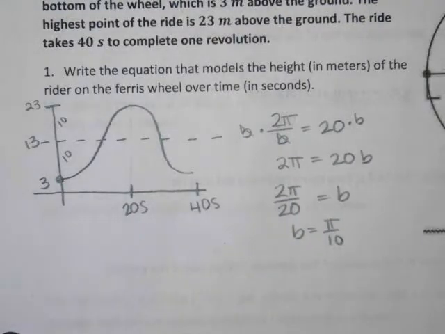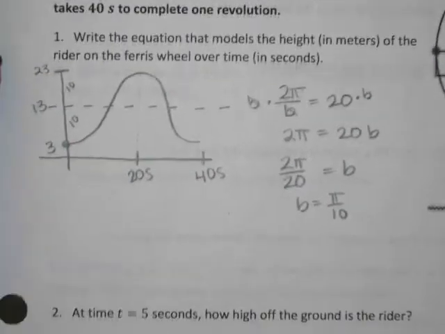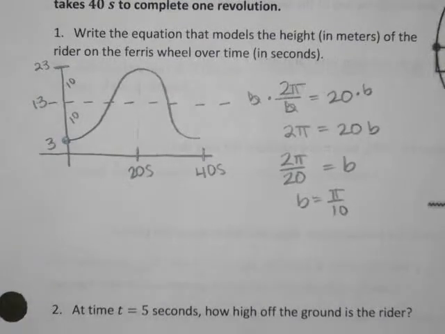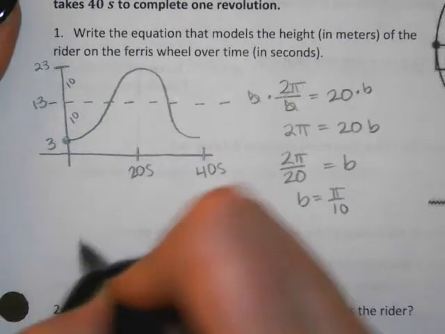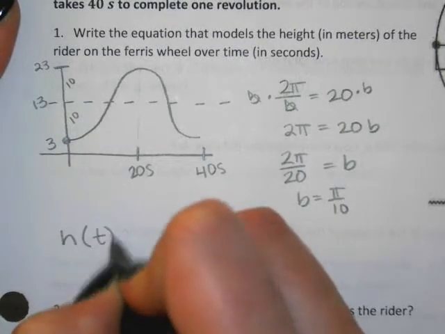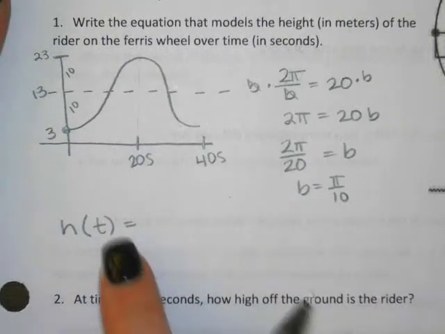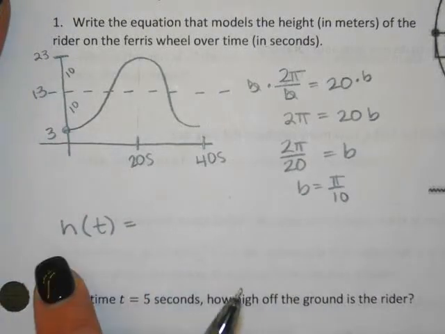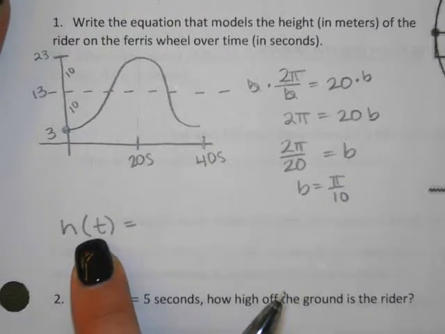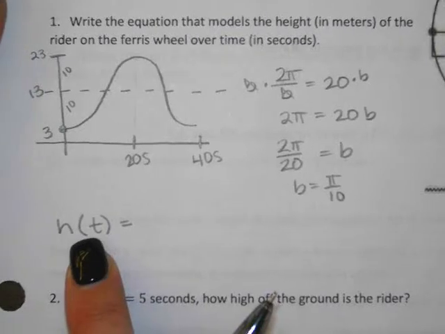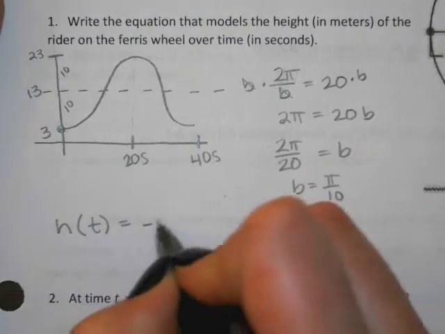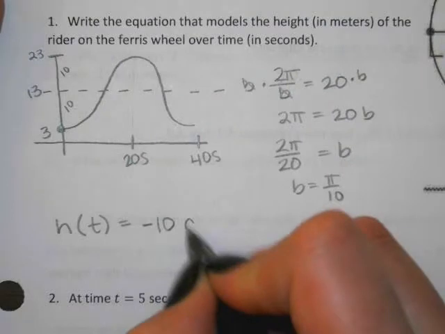They're saying write an equation that models the height in meters of the rider on the Ferris wheel over time in seconds. So we're going to write an equation with h's and t's, because that's very common for these types of problems. I'm going to say h of t equals, so t is kind of like my x value and h is kind of like my y value. And then we're going to write this cosine equation. So what should I write? Negative 10 for my amplitude, and then cos.